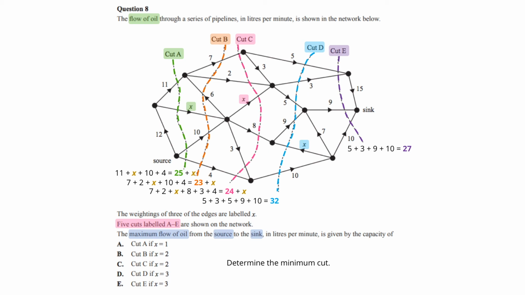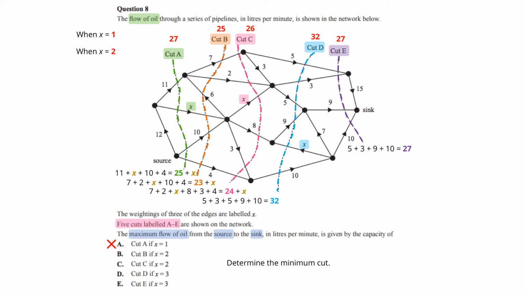When X equals 1, cut A is 26, cut B is 24, so we can cross this one out because this is not a minimum cut. Now, when X equals 2, cut A is 27, cut B is 25, and cut C is 26, with cut D 32 and cut E 27. So this one is true because the minimum cut is cut B, 25.